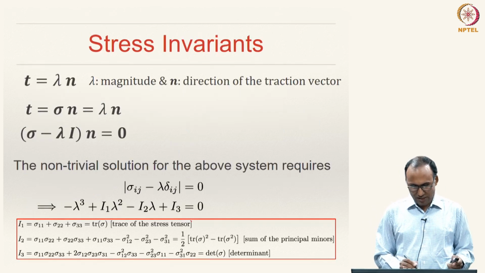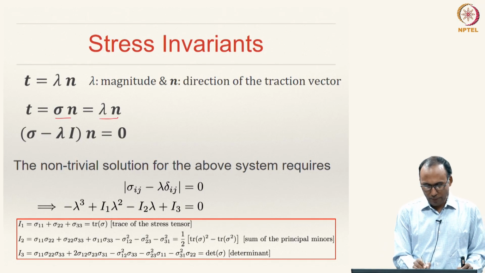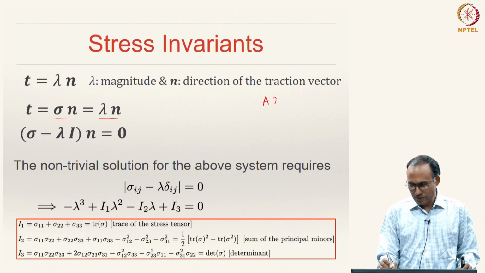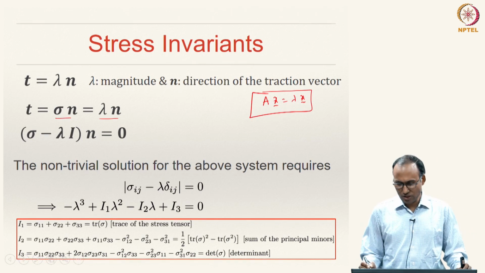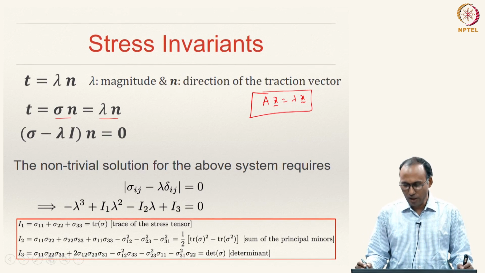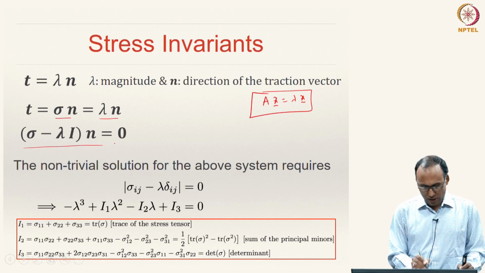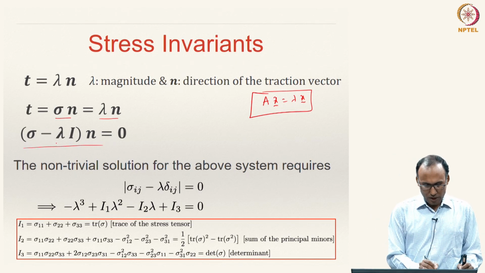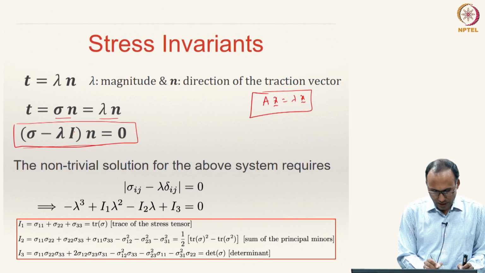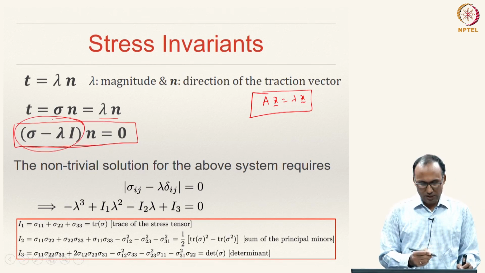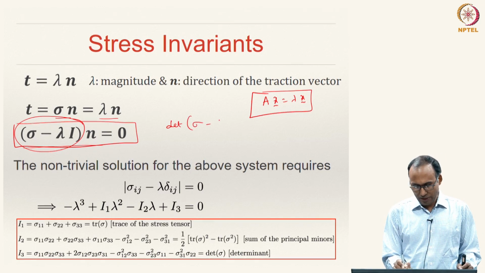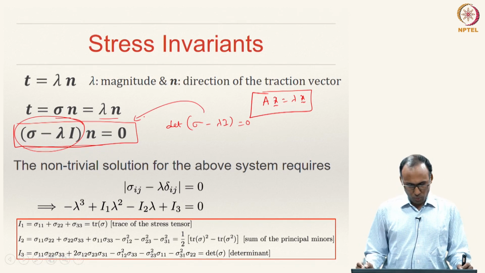Then this can be cast as an eigenvalue problem, sigma n equal to lambda times n, similar to our Ax equal to lambda x problem. We are familiar with such a problem, called an eigenvalue problem. The solution of this equation requires that this matrix be singular, which means the determinant of sigma minus lambda I must be equal to 0 for this statement to be true.